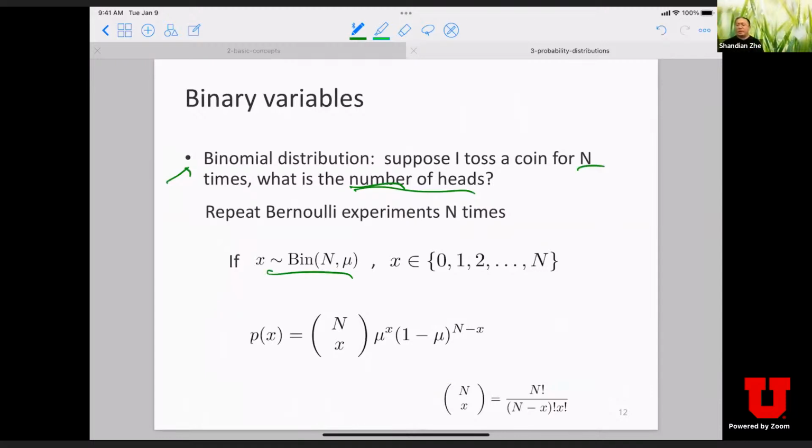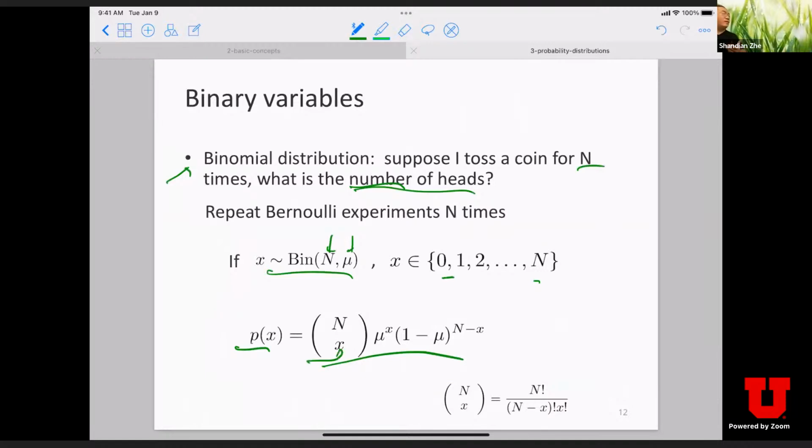So we denote this random variable as binomial, parameterized by two parameters. One is n, the number of Bernoulli experiments, and the second is mu, the probability that each experiment's outcome is 1. And then the probability that x takes any value between 0 and n is like this.